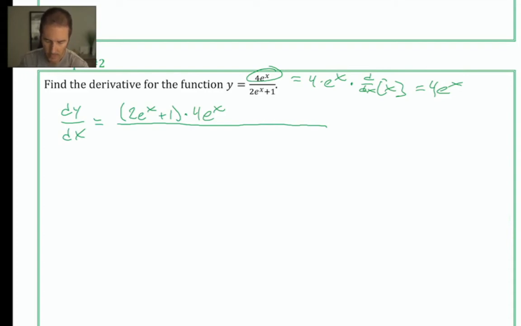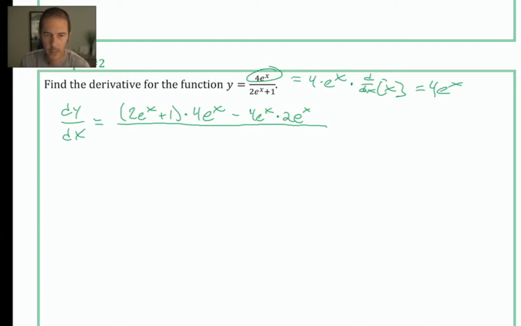So we've got low times the derivative of high minus high, which is the 4e to the x, times the derivative of the denominator, which is that constant multiple of 2, times e to the power of g of x, times the derivative of that exponent, which is just another multiple of 1, so I'm not going to write it. And then the derivative of that constant value plus 1 is a 0, so we don't need to include that either.